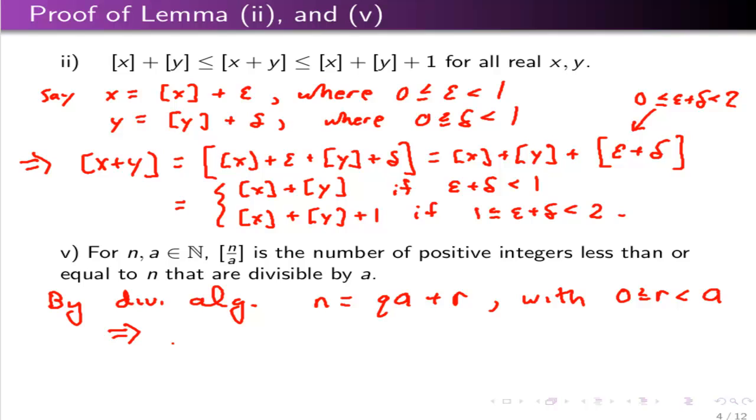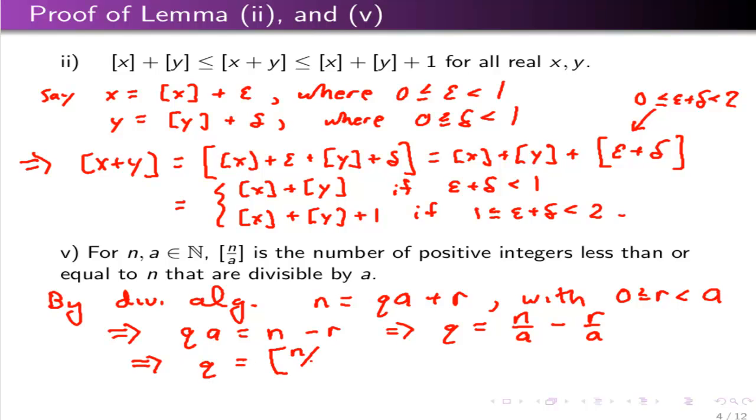So this gives us that q is n minus r over a. So q is n over a minus r over a. And so that tells us that q is the greatest integer less than or equal to n over a, since this quantity r over a is less than 1. It's a number between 0 and 1.